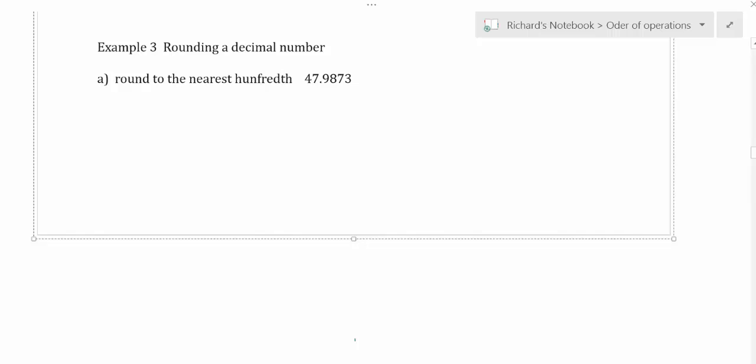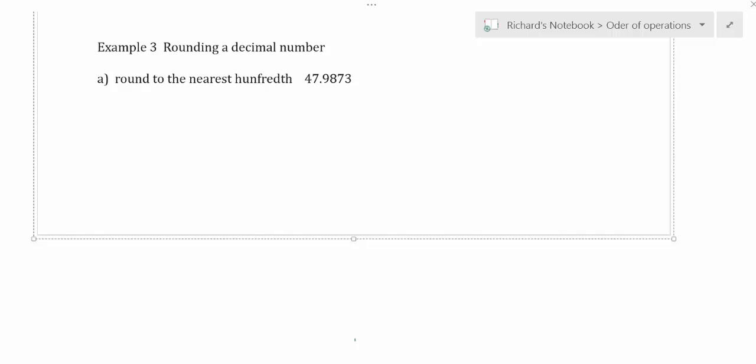So rounding. Rounding a decimal number is something that you may be expected to do on a test if, for example, some question says round your answer to the nearest hundredth. Well, here in example 3, A, round to the nearest hundredth, and there is a number.